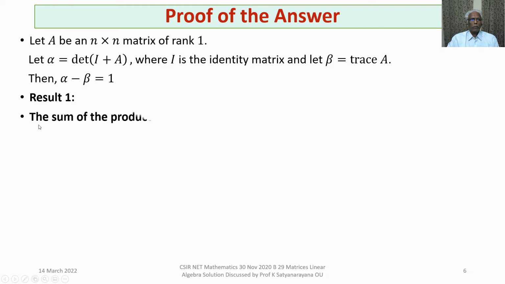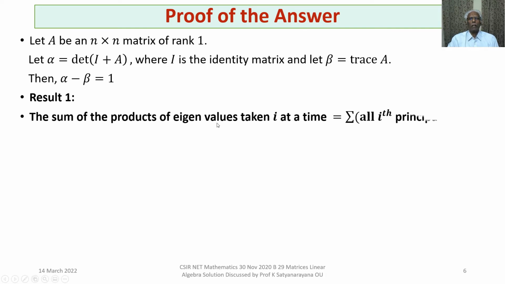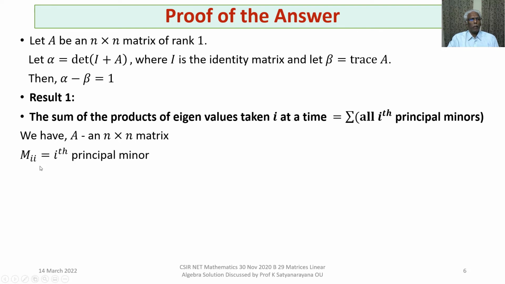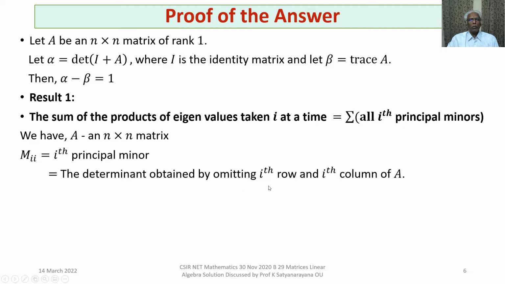Result 1. The sum of the products of the eigenvalues taken i at a time is equal to the sum of all ith principal minors. What do you mean by a principal minor? M_ii will denote the ith principal minor. What is the ith principal minor? It is the determinant obtained by omitting the ith row and ith column of A.